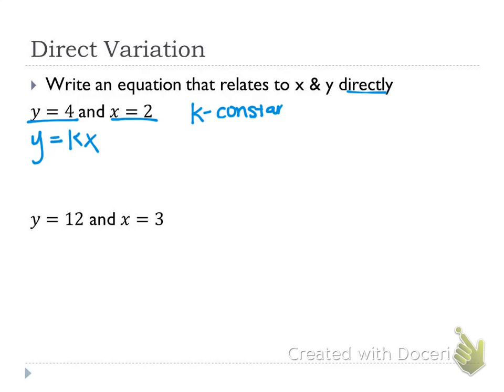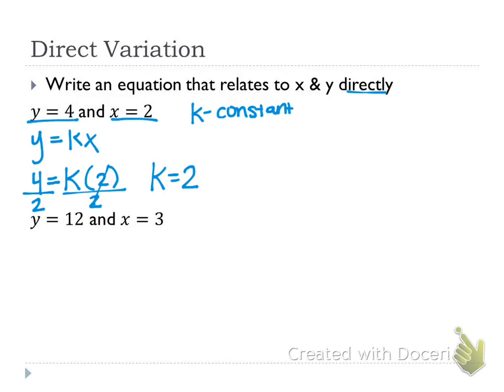So what I'm going to do is take the information that they've given me. I know that 4 is equal to y. I do not know what k is, but I know 2 is equal to x. So now, in order to find k, all I need to do is solve for k. So I divide by 2 on both sides, and I get k is equal to 2.